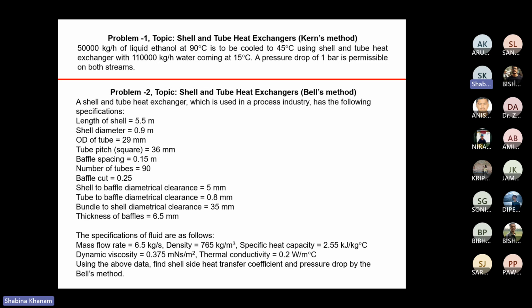Okay, and that is about the shell and tube heat exchanger. Just after 2 minutes I will start another topic. Okay, so please give me 2 minutes.